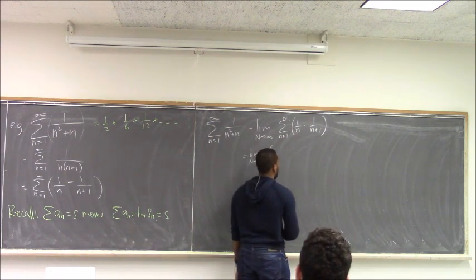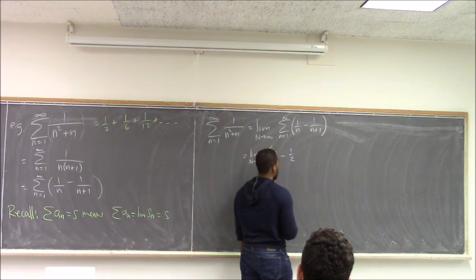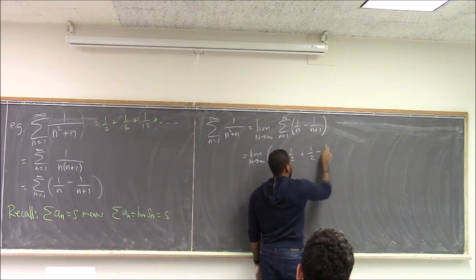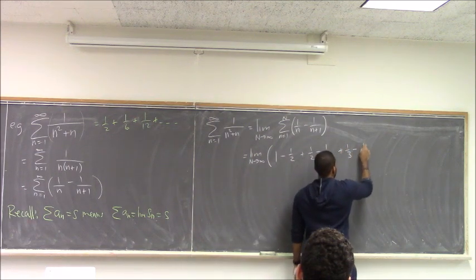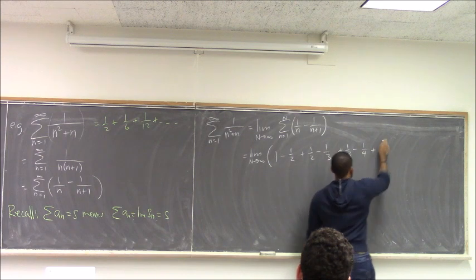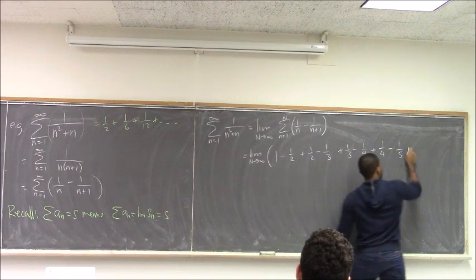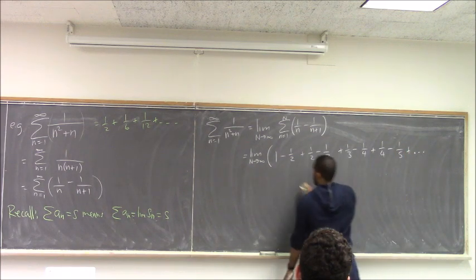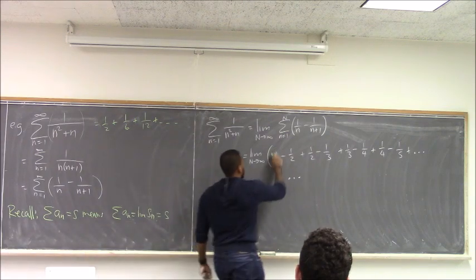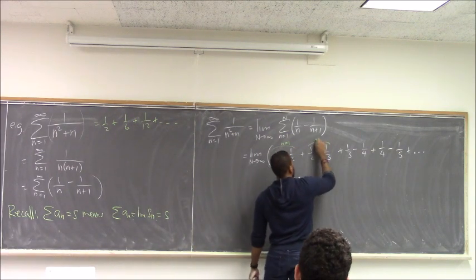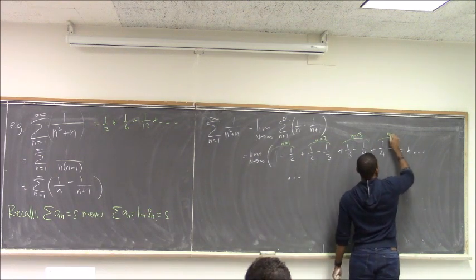If I plug in n equals 1, I get 1 minus a half. Plug in n equals 2, I get a half minus a third. Plug in n equals 3, I get a third minus a fourth. Plug in n equals 4, I get a fourth minus a fifth. I think at this point you're getting the idea. Plus dot, dot, dot. So this was the n equals 1 term, the n equals 2 term, n equals 3, n equals 4.